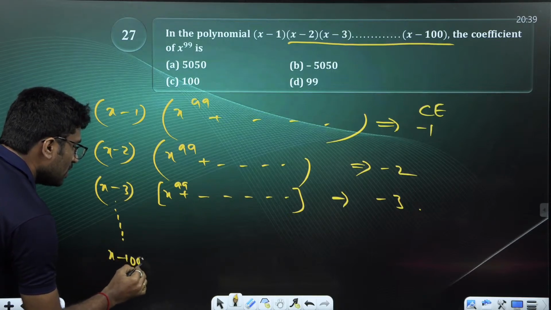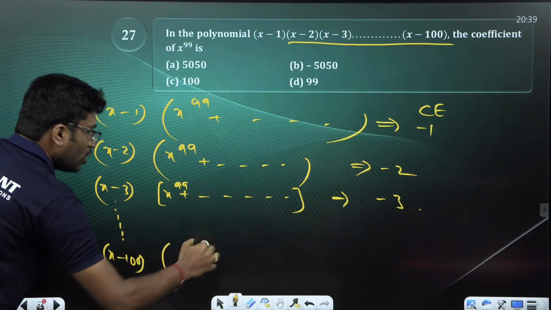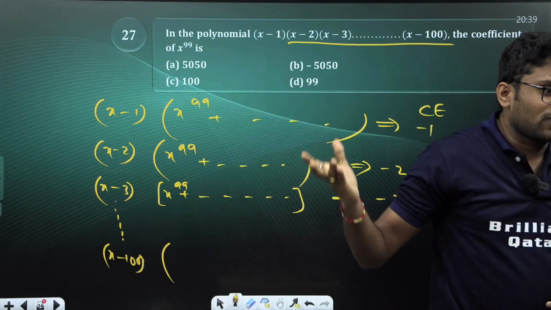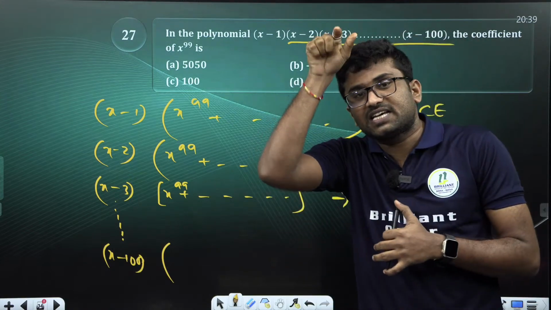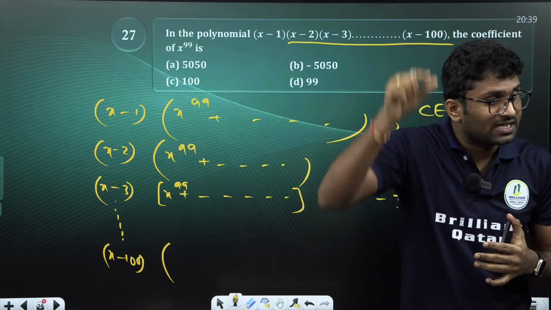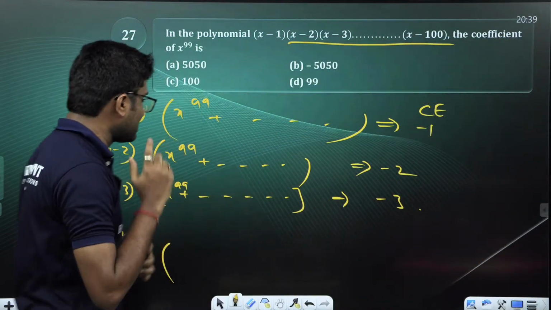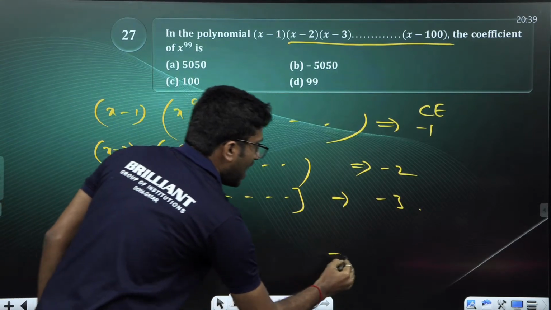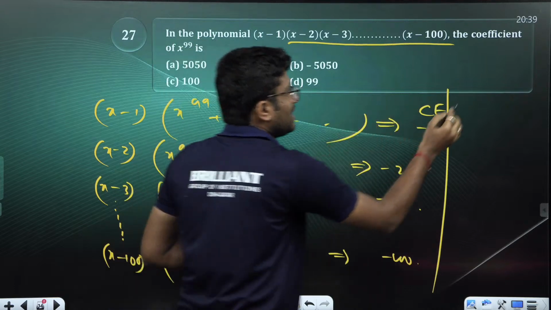Let me keep (x-100) aside and multiply all the remaining 99 factors. Then the sum of the negative terms is from 1 to 100, not 1 to 99. This is the general mistake every student makes. Why till 99? It's 100. So we can simplify this to the form of a series, and the last term will be -100. That means what is the coefficient of x^99, guys?